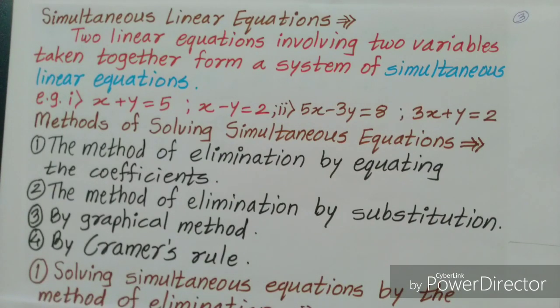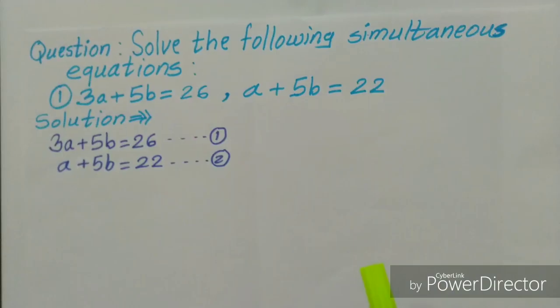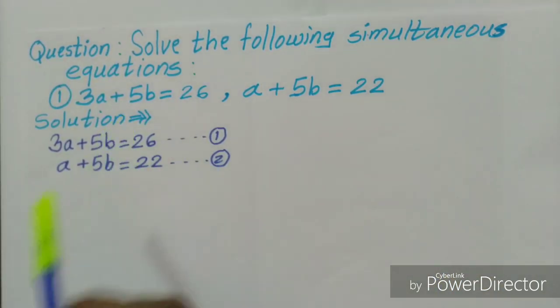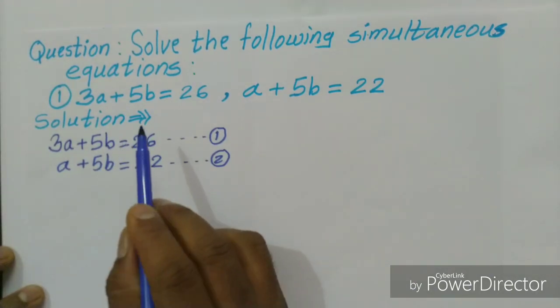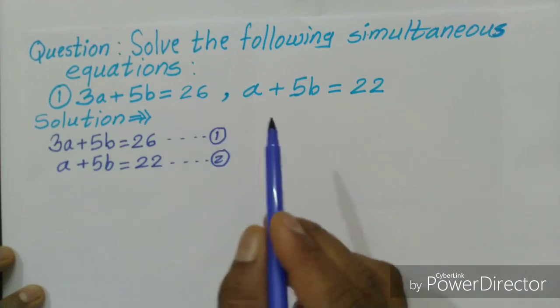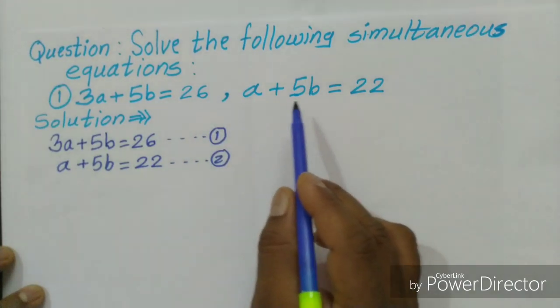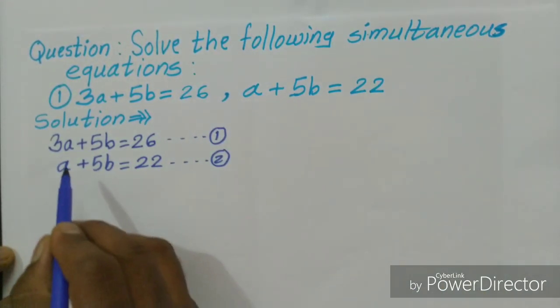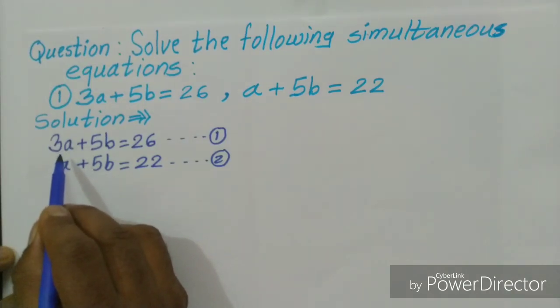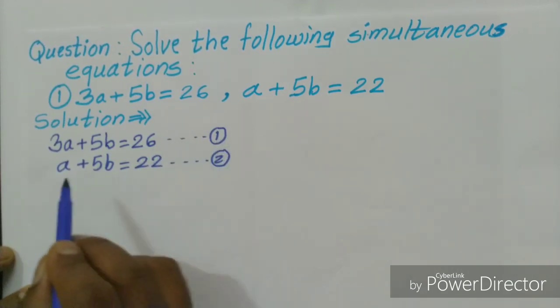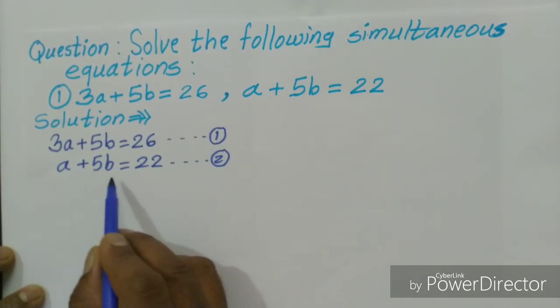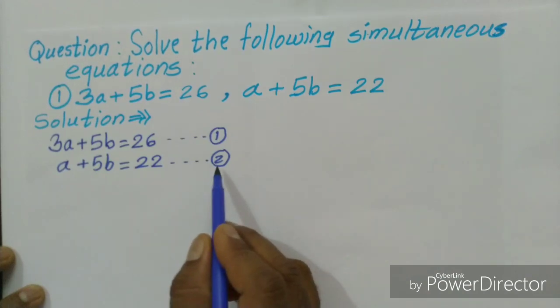First method, solving simultaneous equations by the method of elimination. Question: solve the following simultaneous equations. Example 1: 3a plus 5b is equal to 26, a plus 5b is equal to 22. Solution: 3a plus 5b is equal to 26, equation 1, and a plus 5b is equal to 22, equation 2.